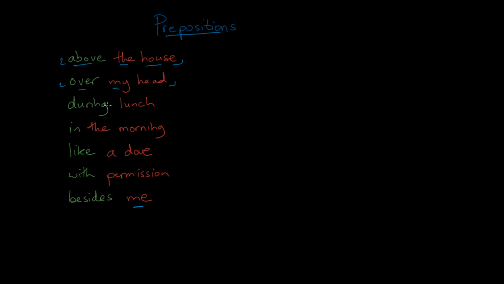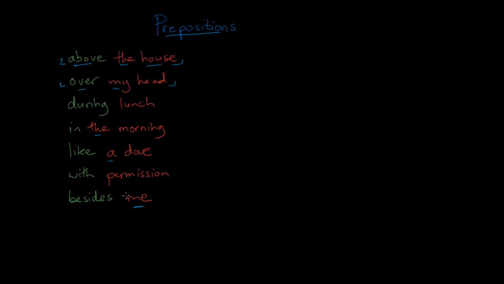We have my, which is a pronoun acting as an adjective. We have the again. We have a. And you can imagine other modifiers as well, lots of adjectives that you can stick in there. But the main point is that our prepositional phrase starts with a preposition and ends with a noun or a pronoun, which is what we call the object of the preposition.